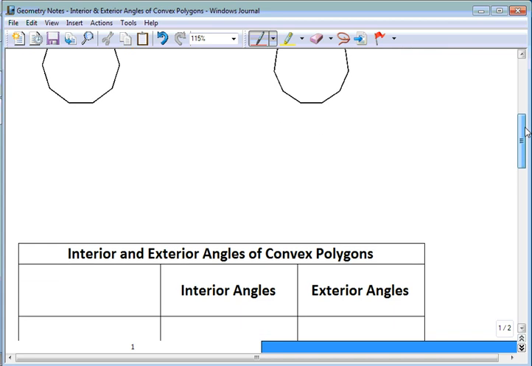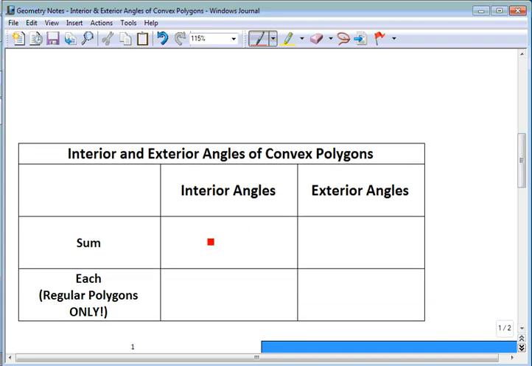Let's go down here and fill in our formula. I had 5 sides. We're going to use n to represent the sides, but I only had 3 triangles. So I have to subtract 2 from my number of sides to get how many triangles I create. And then for each one of those triangles, there's 180 degrees. And let's make a note: n represents the number of sides.